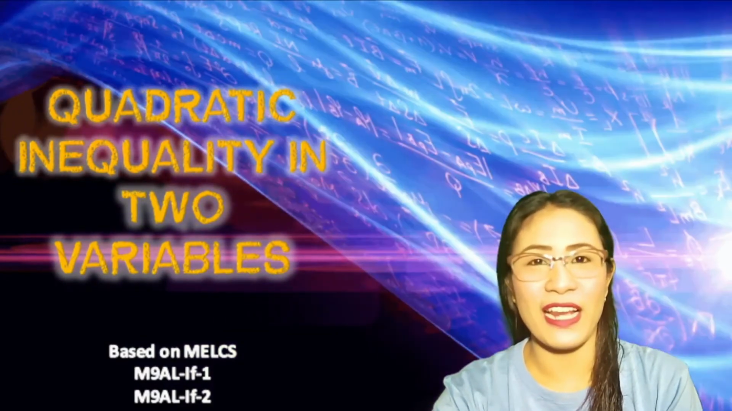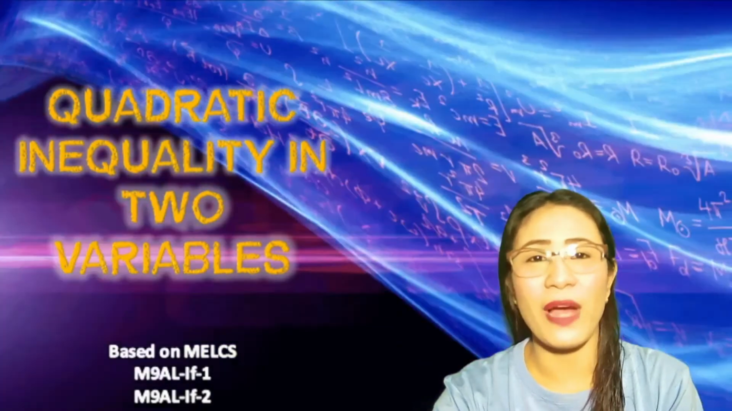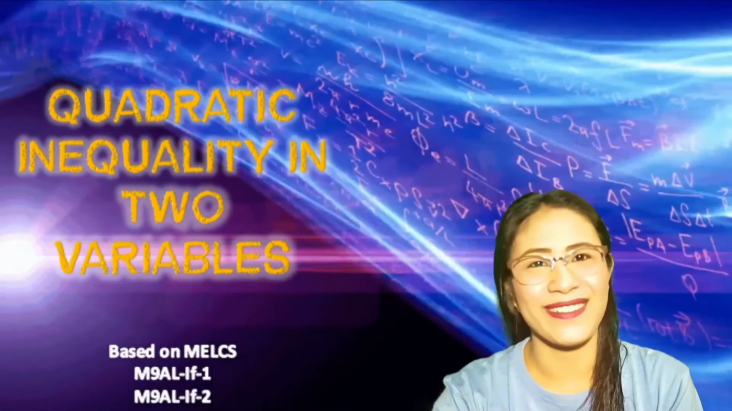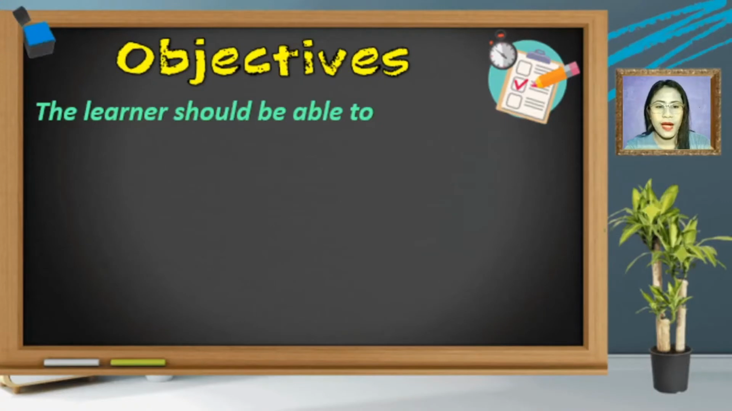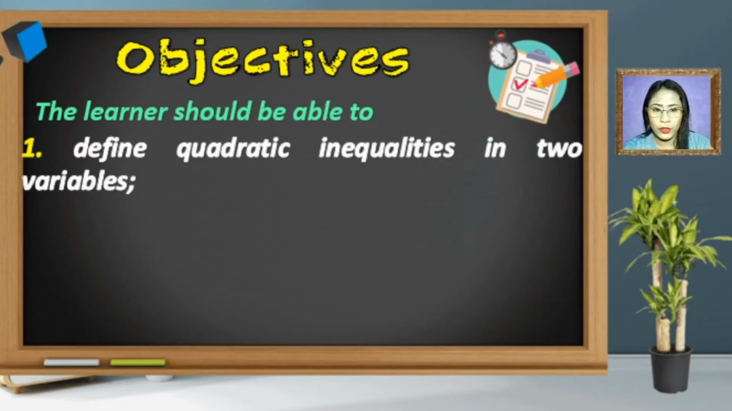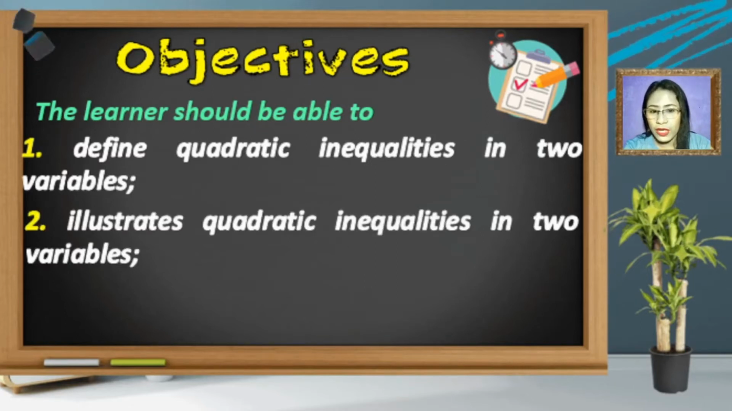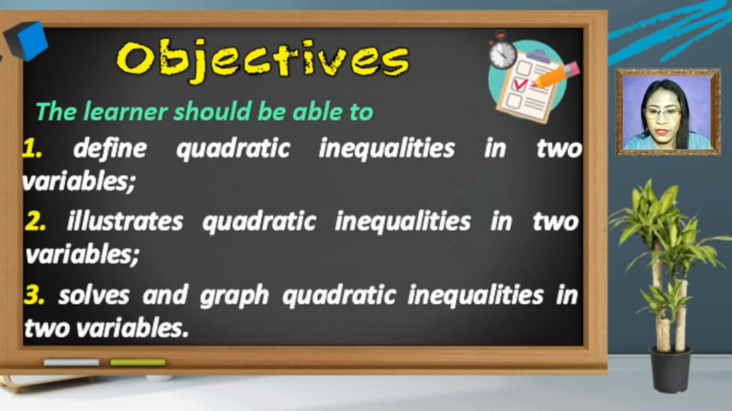This video, aaralin naman natin is quadratic inequality in two variables. Our objectives in this lesson, the learner should be able to define quadratic inequalities in two variables, illustrate quadratic inequalities in two variables, solve and graph quadratic inequalities in two variables.